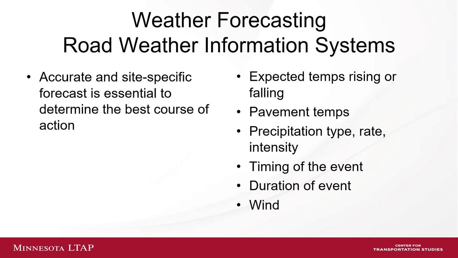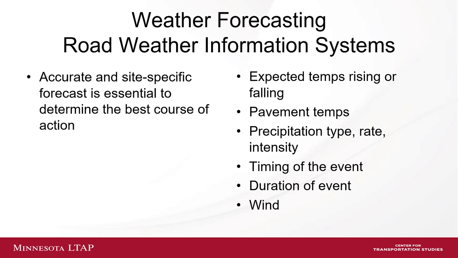The weather forecaster might say, well, we're expecting the snow to start at 7 o'clock and go through noon, and by noon, it'll be out of here. Well, it didn't happen that way. It didn't start until 11 o'clock and it didn't end until 6 p.m., and that happens a lot. So having good timing of that event is really crucial. How long is it going to last too? Sometimes they'll say, oh, it'll blow through in 2 hours, and it doesn't. So having that information, how long is it going to last? And also wind speed and direction.